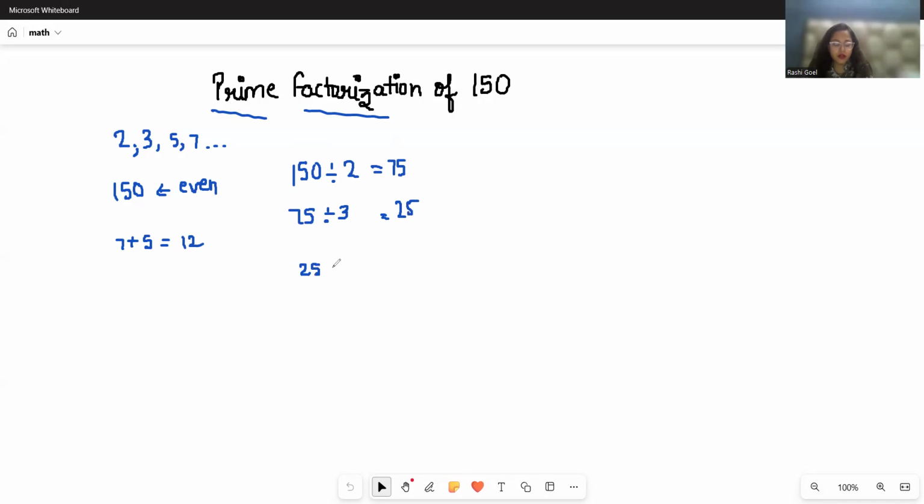Now 25 divided by 5 is 5, and 5 divided by 5 is 1. So the final prime factorization of 150 is 2 times 3 times 5 squared.